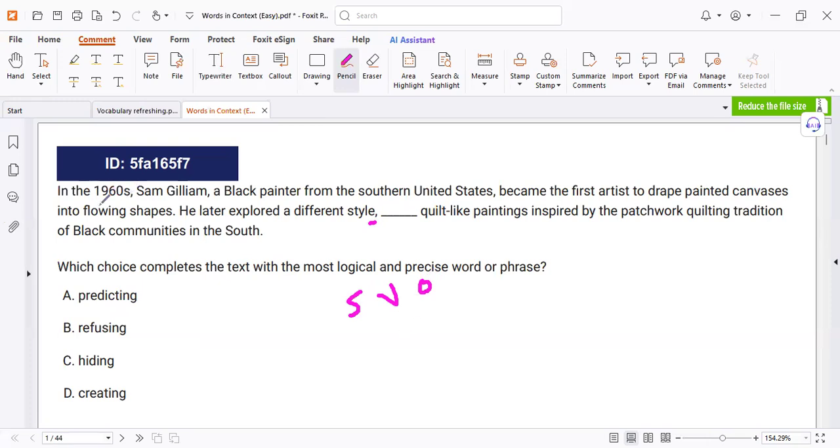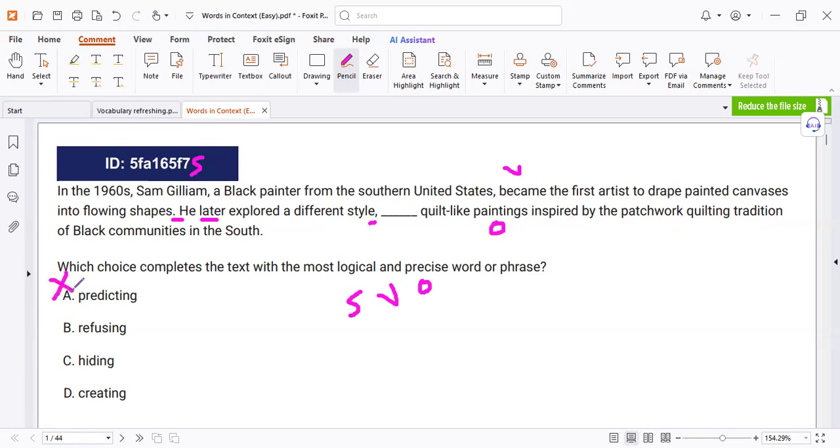Now let's read. Sam, a painter, became the first artist to drape painted canvases in flowing shapes. He later said that he explored a different style. To do what? To do painting. The paint is the object, and here we need a verb, and then he refers it to the artist. So what is the artist going to do for the paintings, which are inspired by the patchwork quilting, is going to predict.